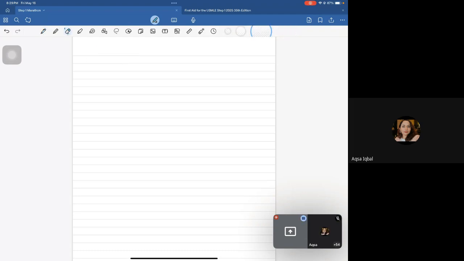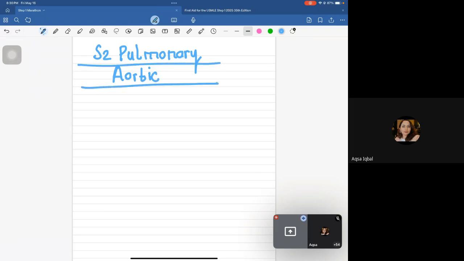So in the S2, we will hear two sounds. One will be the sound of the pulmonary valve and the other of the aortic valve. The sound of the aortic valve will be heard first and that of the pulmonary valve later. And this is a normal physiological phenomenon: during inspiration, thoracic pressure decreases. As soon as the thoracic pressure decreases, a greater amount of blood comes into the right side of the heart, due to which the right side takes more time to empty, and as a result there is delayed closure of the pulmonary valve. This is known as normal splitting, right?